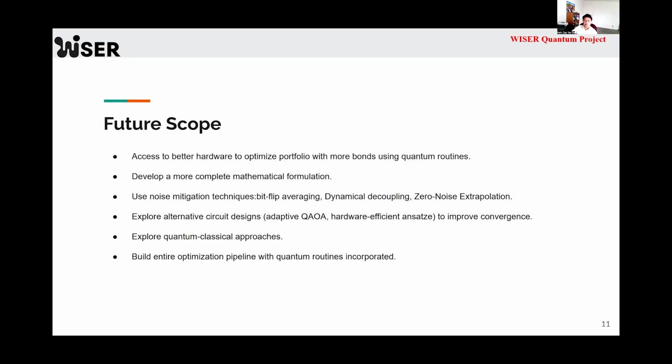Our future scope is to scale up by using better hardware to handle larger portfolios with 19 plus bonds, and refine the math formulation by reintroducing allocations and auxiliary variables. We'll also explore various noise mitigation techniques and test alternative circuit designs such as QAOA variants, adaptive QAOA, or hardware efficient ansatz. We also plan to explore hybrid quantum classical methods and ultimately integrate quantum routines directly into the full optimization pipeline for faster decision making.